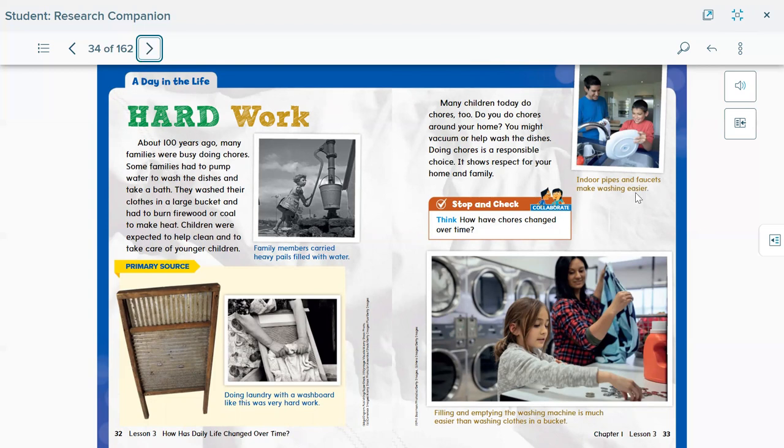Indoor pipes and faucets make washing easier. Look, in the old days they had to fill a special bucket to wash or take a bath or do laundry. And now you just open the faucet. You can wash your dishes by hand if you want, or you can put them in a dishwasher. You see this girl over here, she's helping her mom do the laundry, and it's just simple work. It doesn't need this machine or this washboard like in the old days. Filling and emptying the washing machine is much easier than washing clothes in a bucket or filling a bucket of water to use.